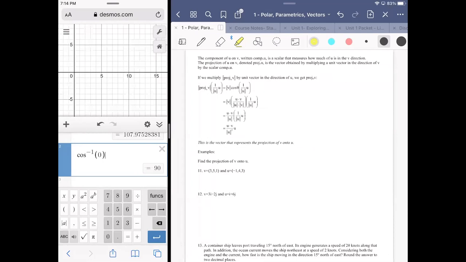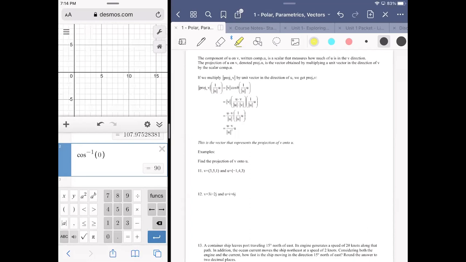Now, if we want to actually find the projection of V upon U, and you're given a component value, so you actually know the magnitude of that projection, then all you'd have to do is multiply it by the unit vector in the direction of U, right? So that part shouldn't be too bad.